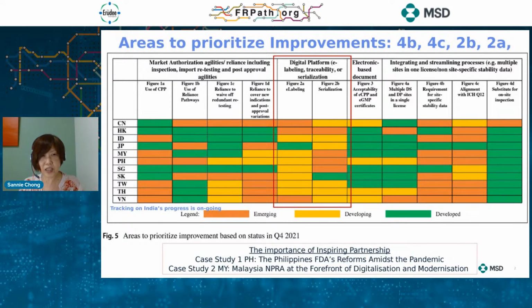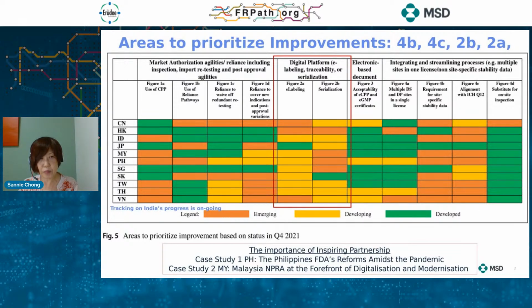And we have seen recently, for example, South Korea has removed CPP from their system, and there we color it green. And we have also featured very nice case studies. The first one is on the Philippines reforms, and the second one is on Malaysia's MPRA, how they are really advancing digitalization and modernization, even during the very challenging time.